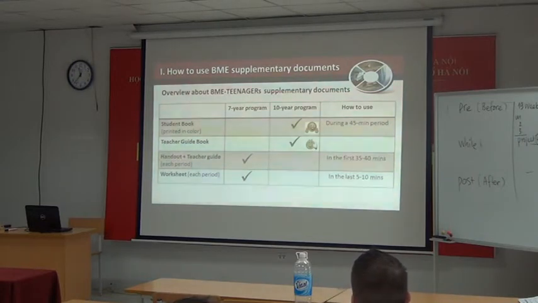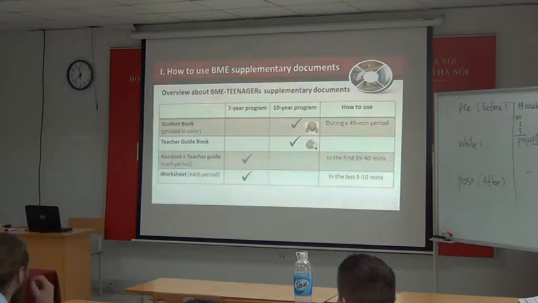Now, let's take a look at the BME Teenager Supplementary Documents. With the 7-year program, the students don't have a student book, but they have the handout, together with the teacher guide. We give them to students and to the teacher at the beginning of each week, together with the worksheet. The teacher spends the first 35 or 40 minutes to cover some activities in the handout, and the last 5 or 10 minutes to cover the worksheet.